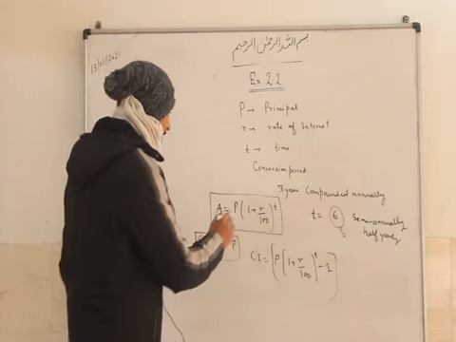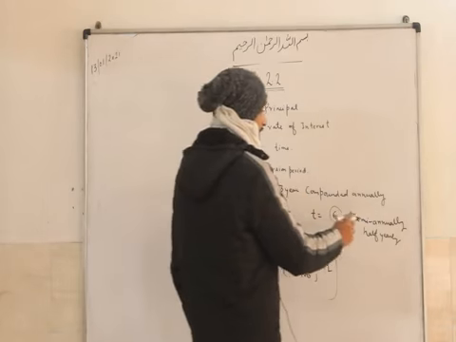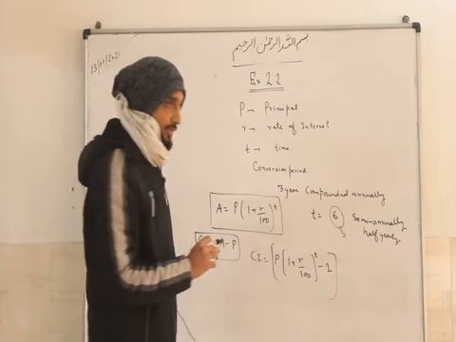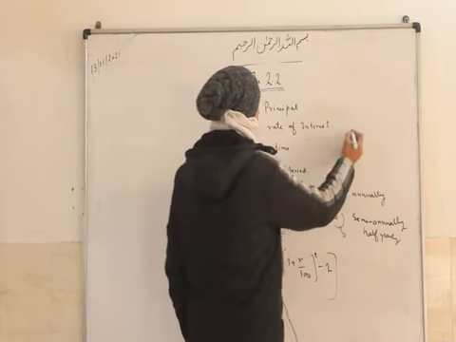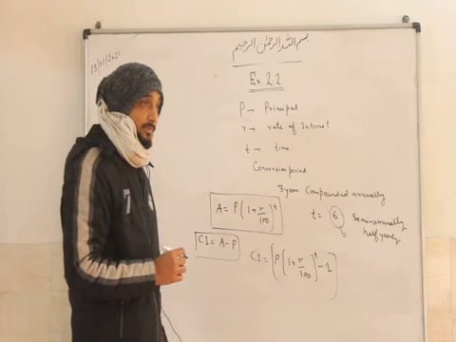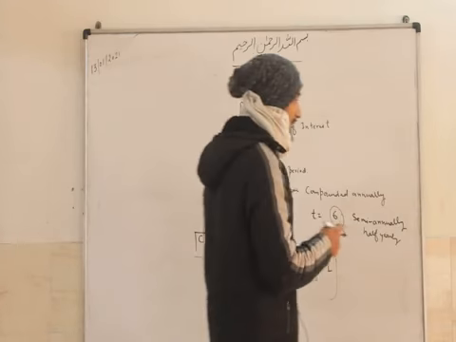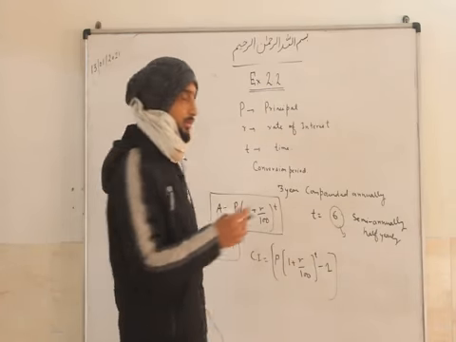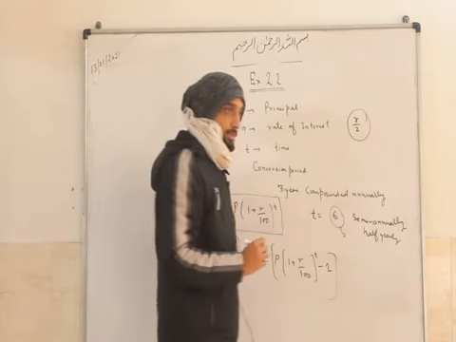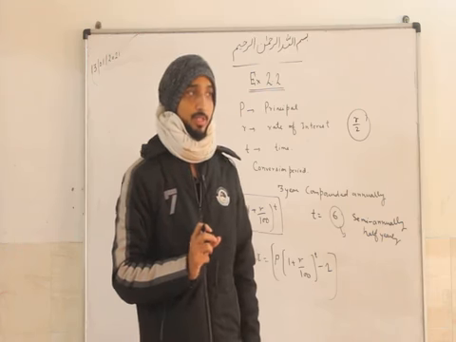One more thing here, R, that is the rate of interest. If it is annually, then we will take the same rate. If it is semi-annually or half yearly, then we will divide it by 2, because the rate of interest will be half for the first conversion period of the time.